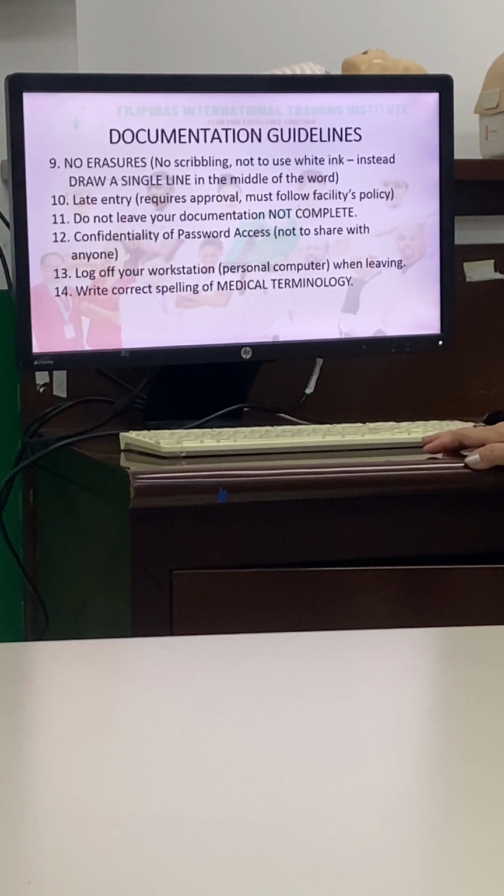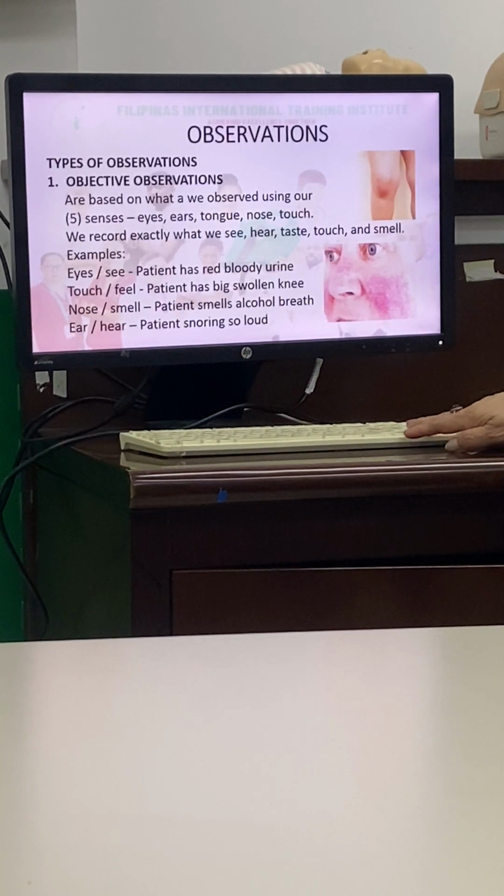So what else? We need to write the correct spelling of medical terms. Wrong spelling, as I said, is wrong. That's why we are very particular with the spelling. It gives you a different meaning. So there are types of observations. There are two types. One, we have the objective. Objective is where I see using all of my 5 senses.